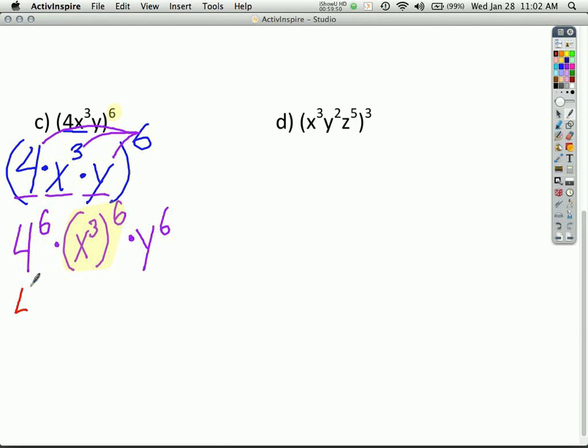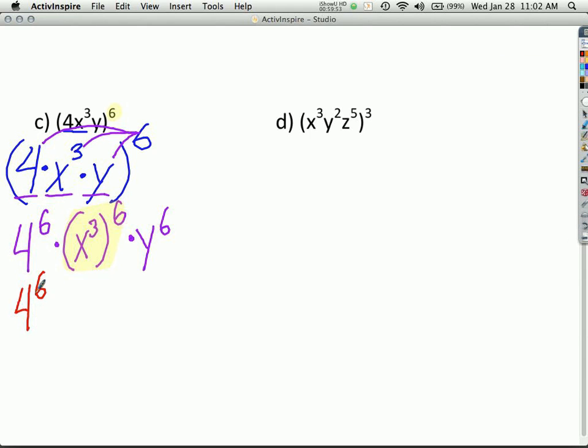4 to the 6th power is going to stay. Now we need to do x to the third to the 6th. What's that going to turn into? What's it going to turn into?